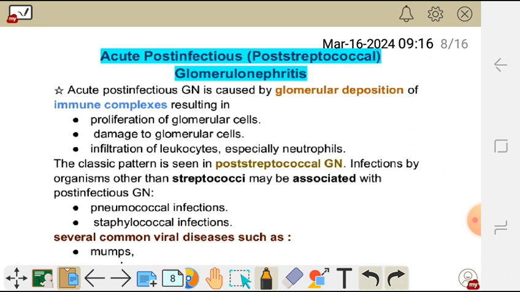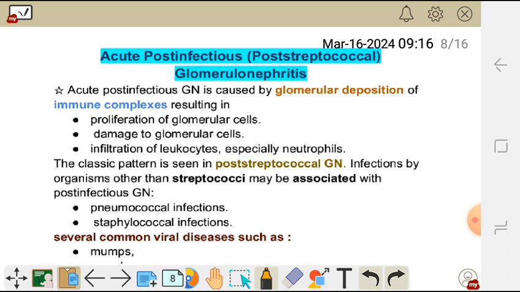Mostly we have antigen-antibody complexes which are formed. Those complexes will result in proliferation of glomerular cells. So as a result of these immune complexes, we are going to have proliferation of glomerular cells, damage to glomerular cells, and we also have infiltration of leukocytes, mainly neutrophils. Why? Because nephritis means inflammation. So there is inflammation there. That's why you have infiltration of leukocytes.